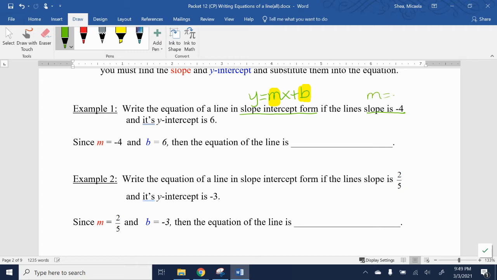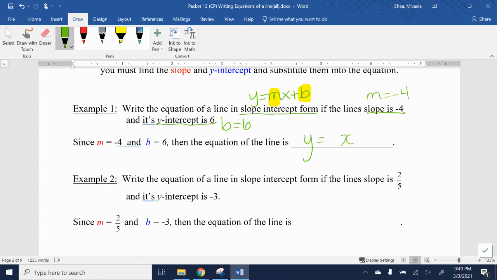M is going to be our slope, so m is going to equal negative 4 in this case. And the y-intercept is 6. We use b to represent our y-intercept. So since we know that m is equal to negative 4 and b is equal to 6, we can write our equation by just substituting pieces in.